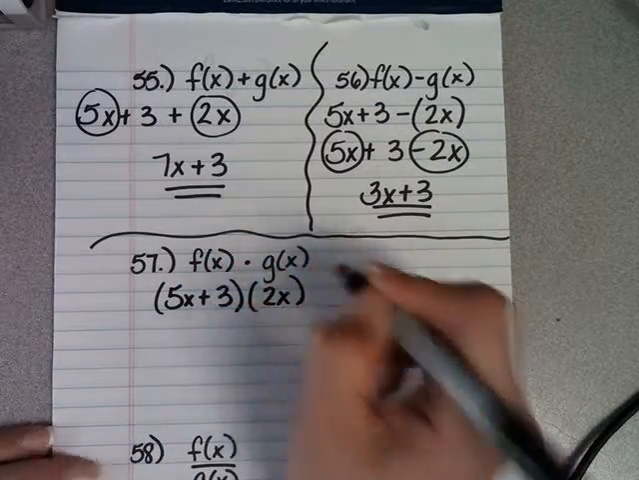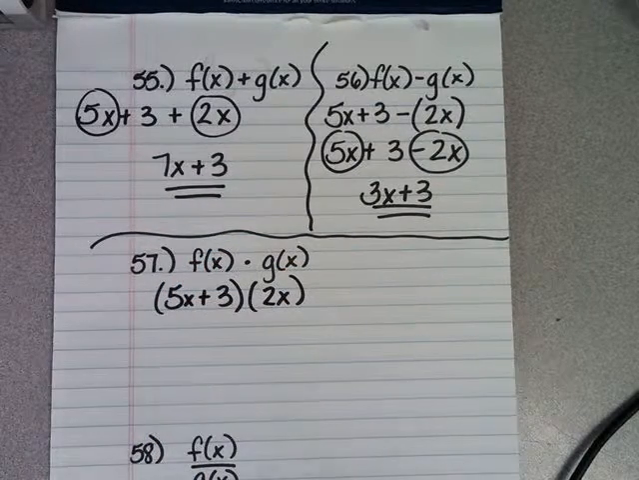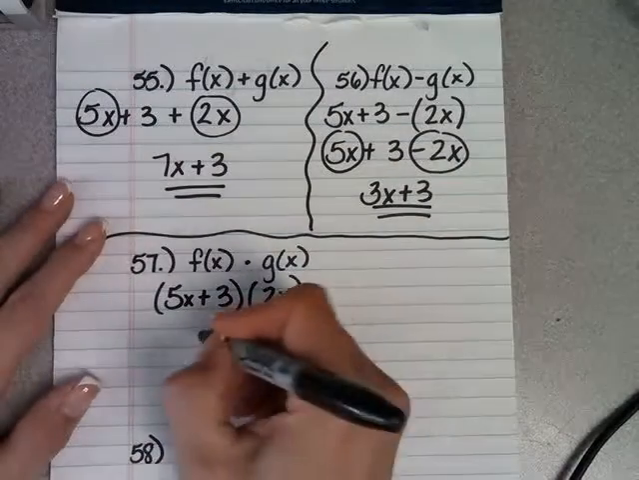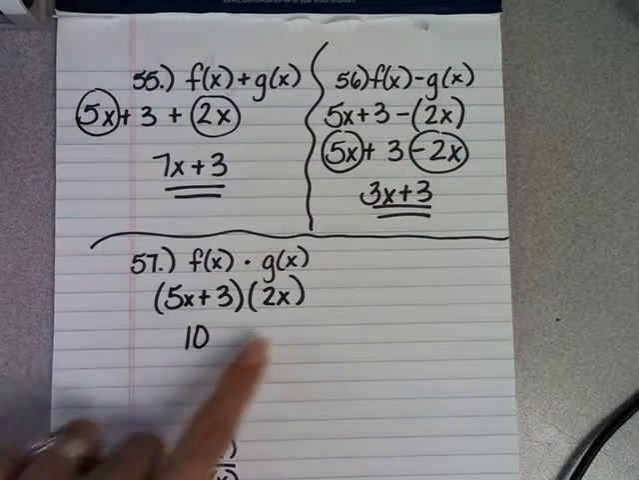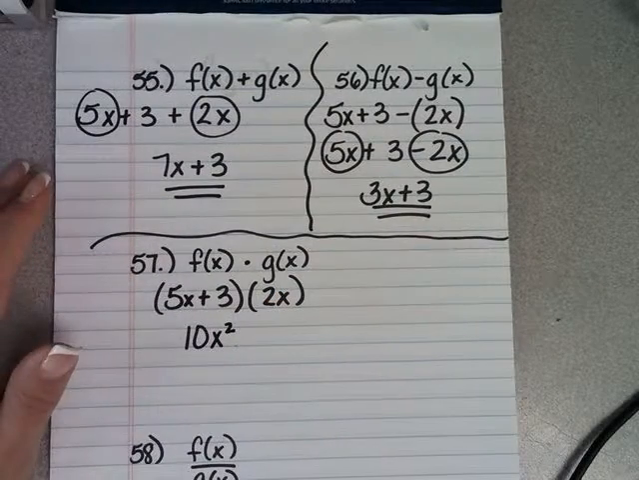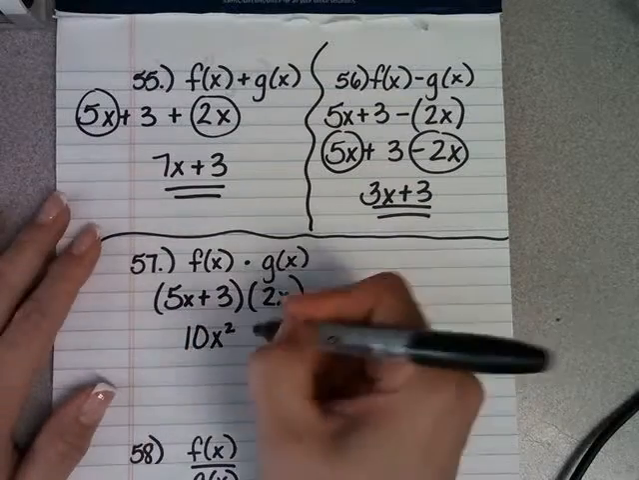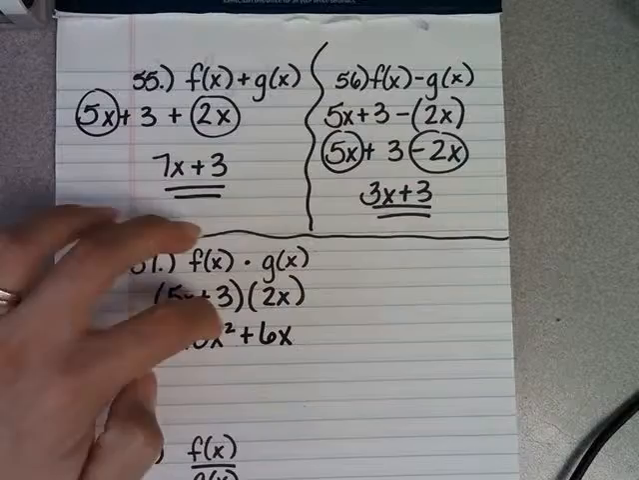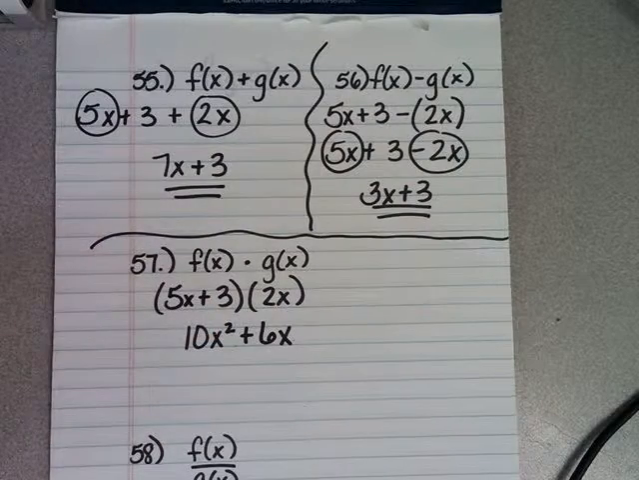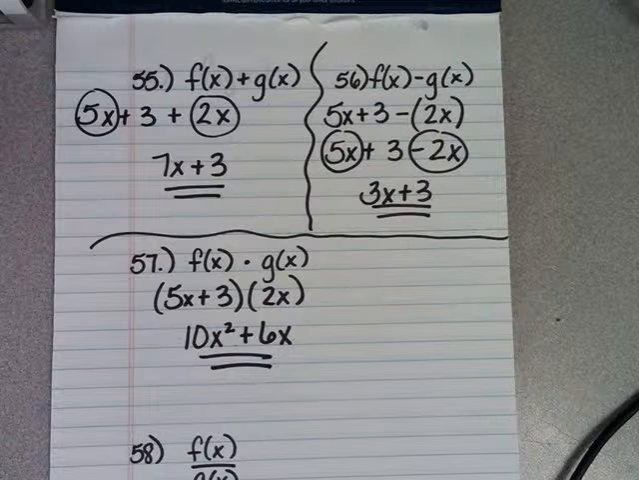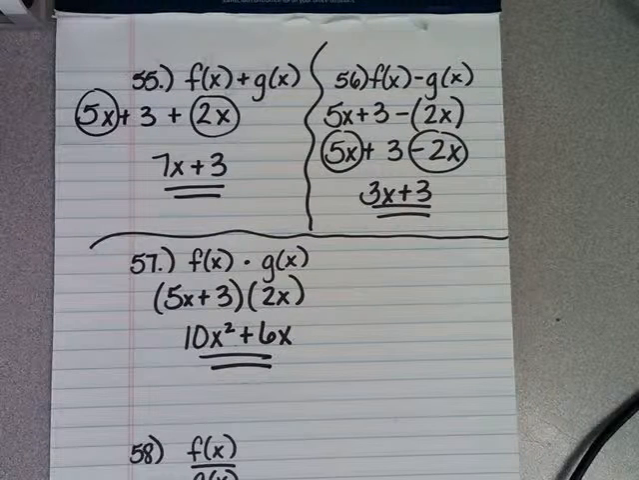Very good. Now, that means multiply everybody times everybody, right? So 5x times the 2x gives me a 10. 5 times 2 is 10. X times x is x squared. Make sure y'all remember that. And then 3 times 2 is 6, and with your x. Can we put these two together? No. So your answer is 10x squared plus 6x when you multiply those together. Very good. Anybody have a question?